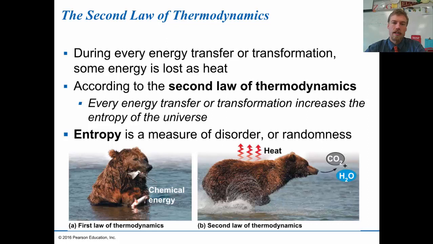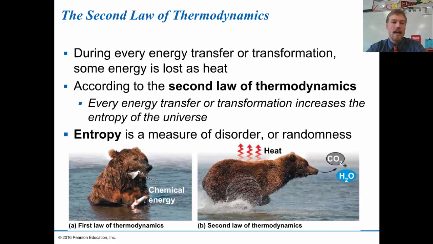The second law of thermodynamics is that during each energy transfer or transformation, that process is not 100% efficient, and some of that energy is going to be lost as heat. Now, that doesn't mean that the energy is being destroyed, it just means that it's being converted into heat. And the problem with heat is that it is a very low quality of energy, and it can't really be used to do very much. It isn't really available to do work.